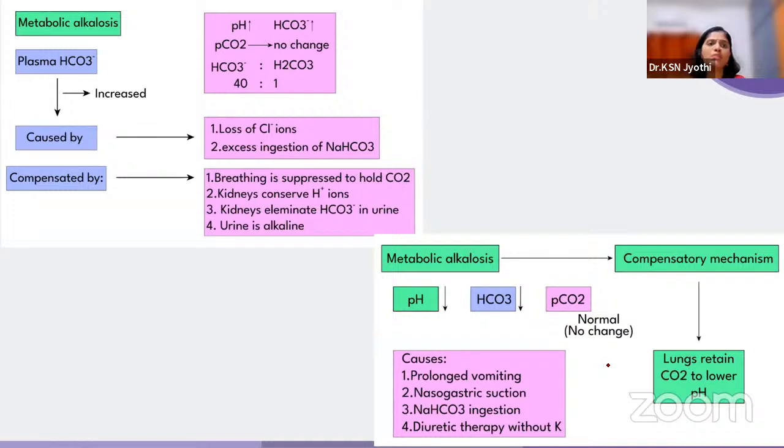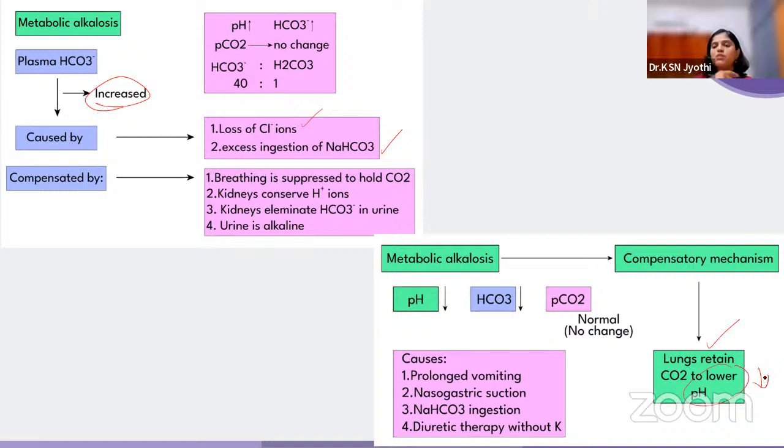The opposite happens when you're talking about metabolic alkalosis. You will see that the plasma bicarbonate levels are increased, which can be because of the loss of chloride ions or excess ingestion of sodium bicarbonate. So how does the compensatory mechanism work? It will hold the breath. Earlier it released carbon dioxide. Now it will try to hold carbon dioxide. So the lungs will retain carbon dioxide, so the pH is lowered.